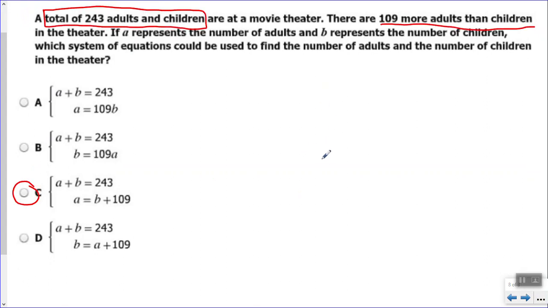If you selected C, you had the correct answer. If we look at our equations here, we have a total of 243 adults and children, which means that adults plus children has to equal 243, and all of our answer choices had that equation. So unfortunately, we can't eliminate anything there. Next, we knew that there are 109 more adults than children. So if I take the number of children and I add 109, I will get the number of adults. And where we see A is equal to B plus 109 is in choice C.